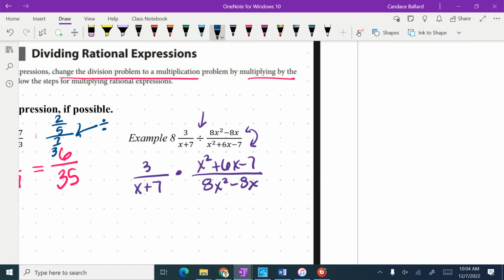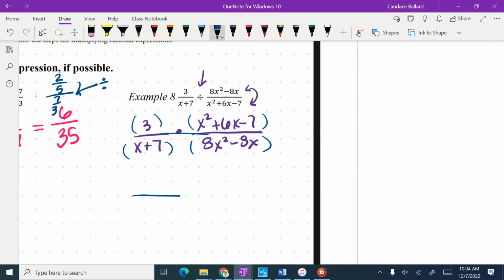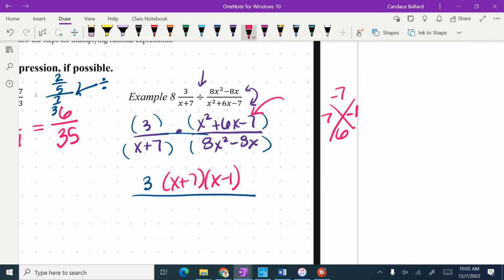It is now exactly what it was yesterday. I could put my little parentheses around it. I could move that to a division bar. And now I am doing all of the factoring things that I did yesterday. Okay. So we've got the 3 is just going to hang out. What kind of factoring is this one here going to be? Magic X. Good. So I need 2 numbers that multiply to -7 and add to 6. What are they? 7 and? Good. So x plus 7 times x minus 1.